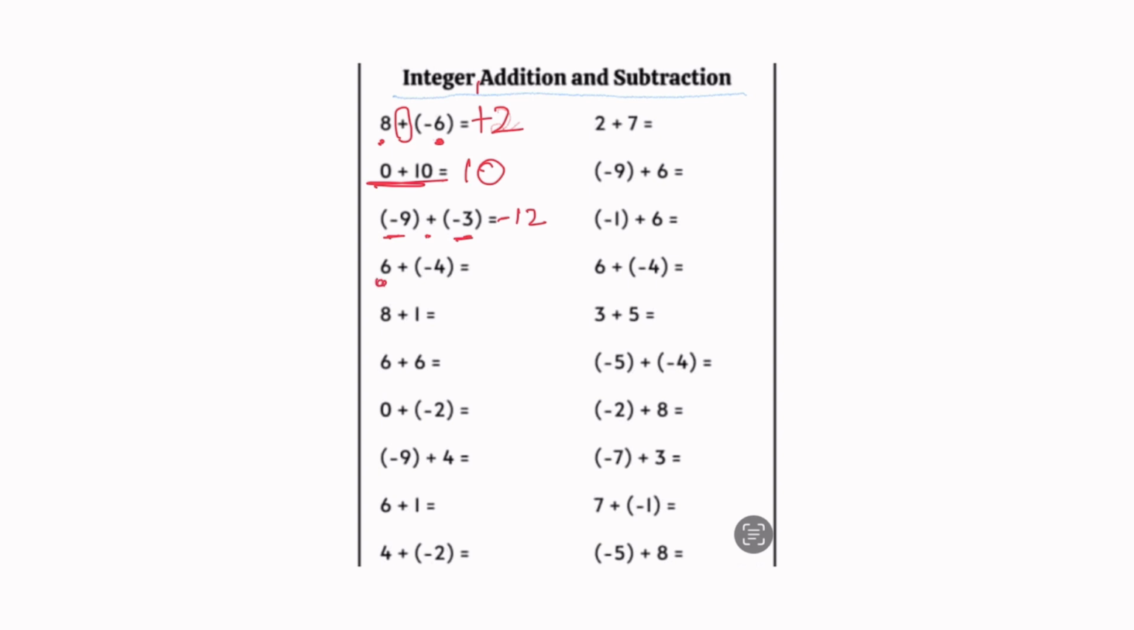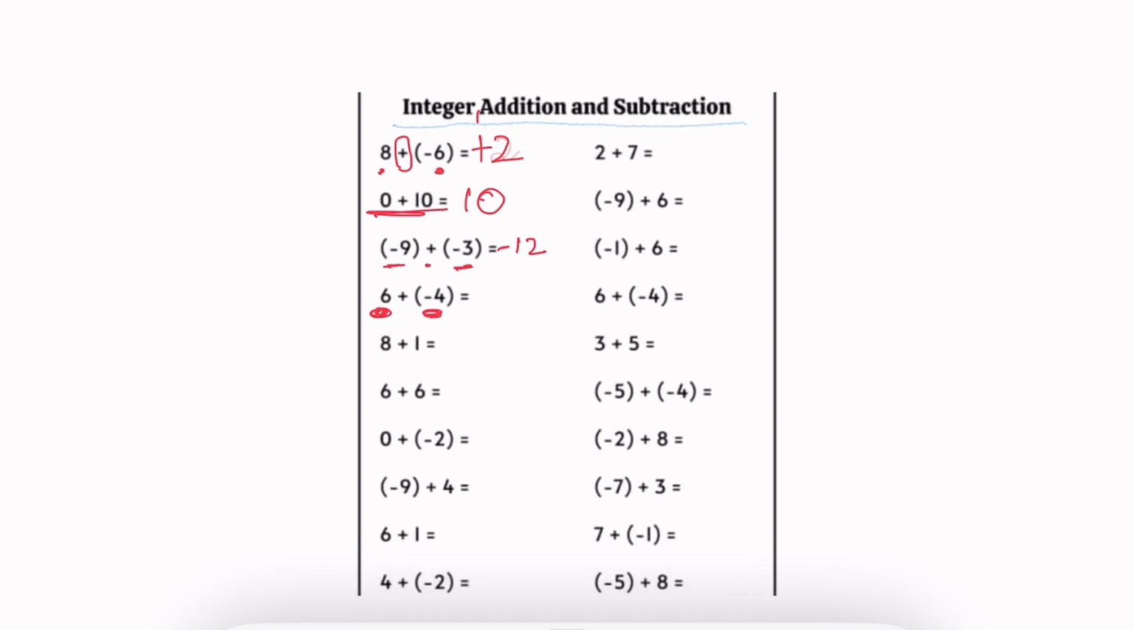When one number is positive and one number is negative, I do the subtraction. I give the greater number's sign. Here the greater number is 6. So I give the plus sign. So 8 plus 1, both the numbers positive, I add, it is plus sign. 6 plus 6, both the numbers positive, I add, 12. It is going to be plus 12.